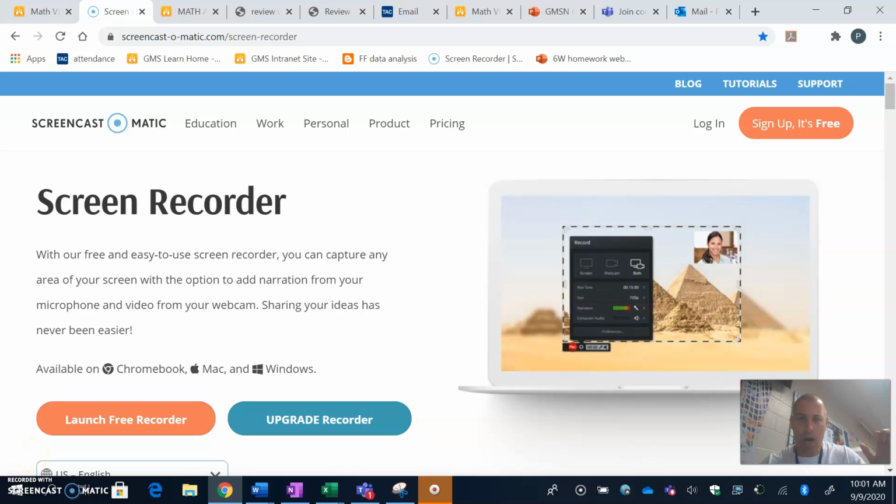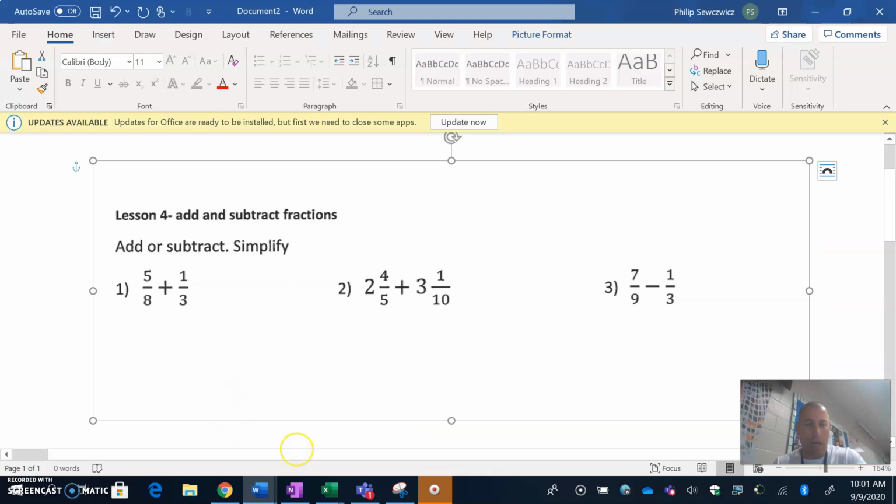Hey everyone, we are looking today at your entrance slips. All right, let me pull that up here. We are in lesson number 4, in your purple packet, all about adding and subtracting with fractions.